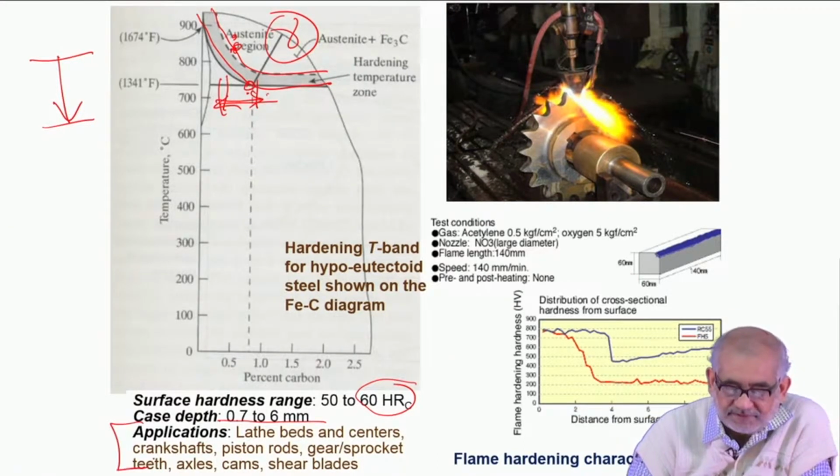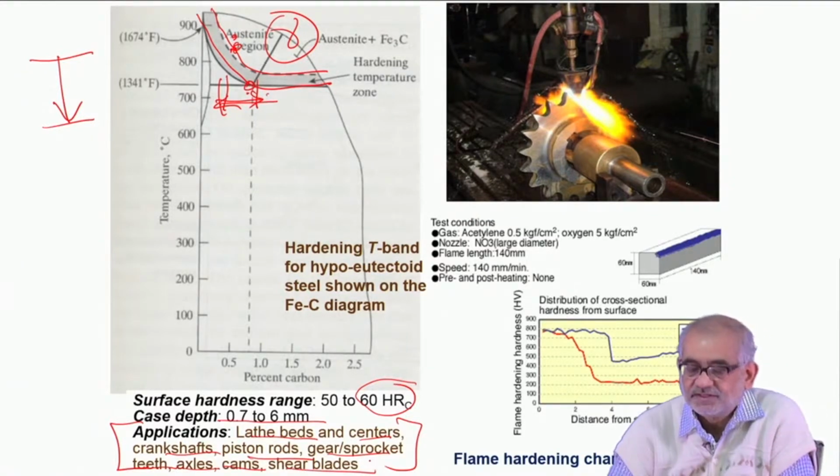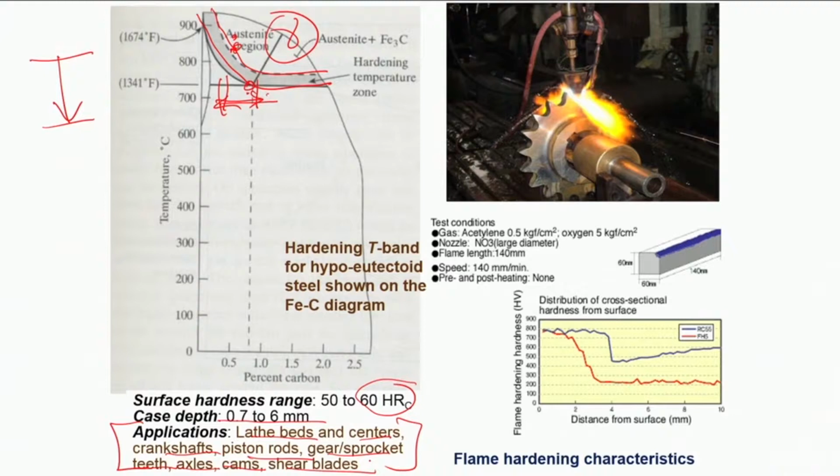Typical applications, the components which are amenable to such surface hardening by flame, would be lathe beds, centers, crankshafts, piston rods, gears and sprockets, teeth of the gear, axles, cams, shear blades, and so forth. These are all steel products, and this whole process is applicable primarily to steel, which should have a minimum of 0.3 to 0.4% carbon content.